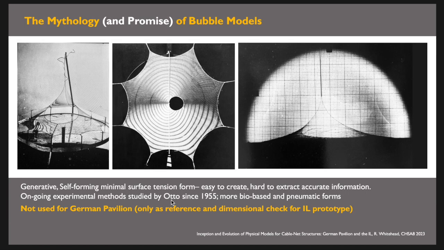So bubble models. We've not talked about this before because frankly, bubble models are fascinating. There's an entire lecture about this, about how they're generative, self-forming, minimal surface tension. They're super easy to create, believe it or not. It's just really hard to abstract information out of them. The reason I bring this up is because here's a bubble model that Larry Medlin did of what would be the tent here, the IL tent.